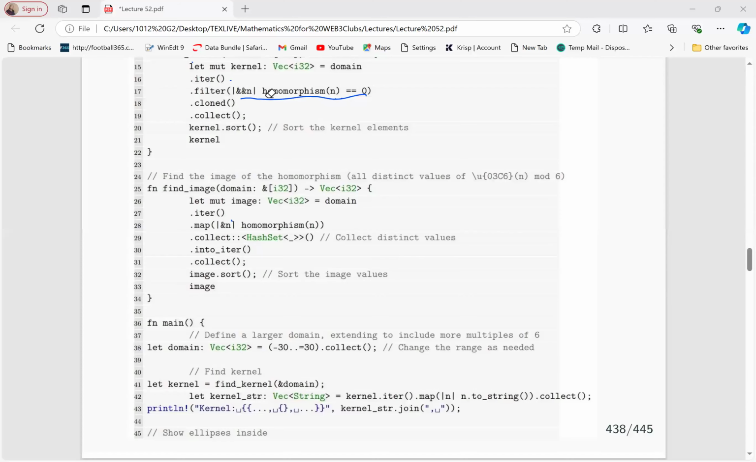Now that code, you can customize it. You can customize it to give you the results you want. And you can also change the groups so that you have the kernel for the groups you want.